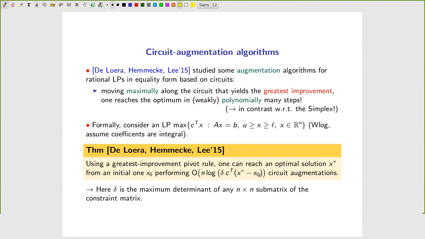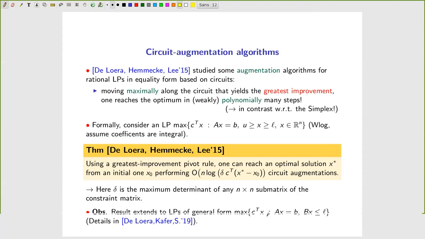Okay, now they gave it for an LP in standard equality form, but really the results extend easily to LPs of general form. So if you have Ax = b, Bx less than or equal to l, then really the same bound holds. So actually I am going to give a proof in this more general setting: we have Ax = b and Bx less than or equal to l. Again, the main goal is to give the intuition behind this. Where is this coming from?